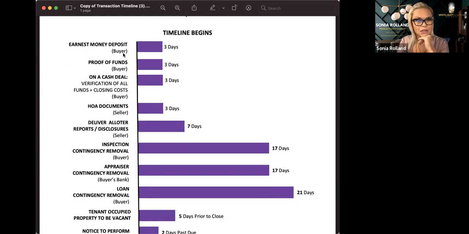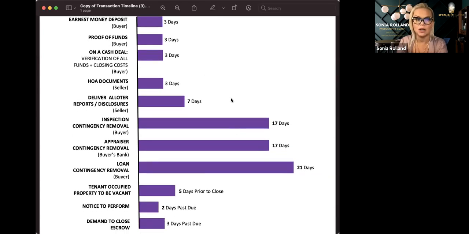HOA documents, and here you can see whose responsibility this is. So it's 3 days, but there are also different reports and disclosures having to do with that, and for those you have 7 days. All of these are in parentheses in the contract. This is the way it's written if you don't change anything on it, but you can change all of these days, okay? So if you shorten these, you can make a stronger case for yourself on the offer, right?